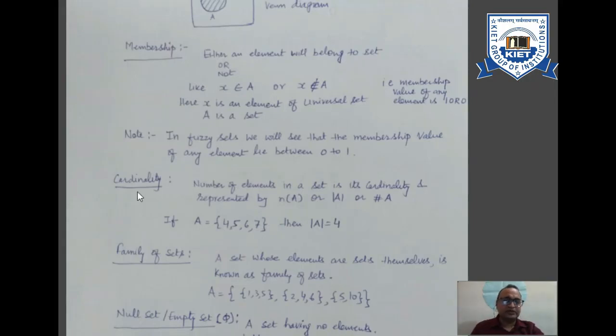Now, another thing is the cardinality of the set. The cardinality of a set means the number of elements in that set. Here, for example, there are 4 elements: 4, 5, 6, 7. There are 4 elements in that set, so we can say that the cardinality of the set A is 4.